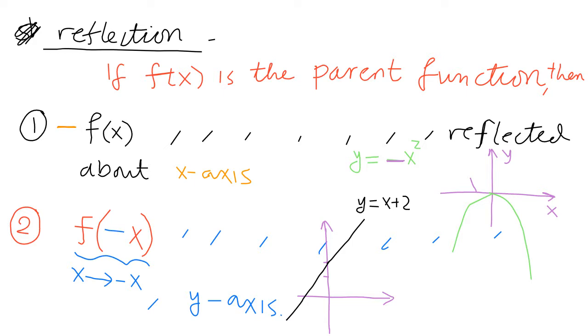Now, how to reflect it about y-axis? What's the rule of the new function? Let's replace x with minus x. Remove x and replace by minus x. So we'll have 2 minus x, or minus x plus 2. Minus x this way, plus 2, exactly here.